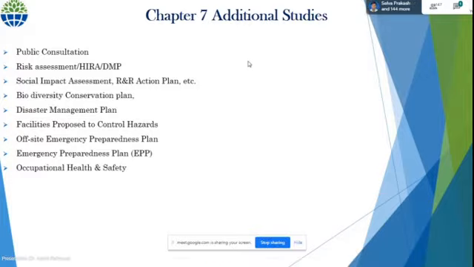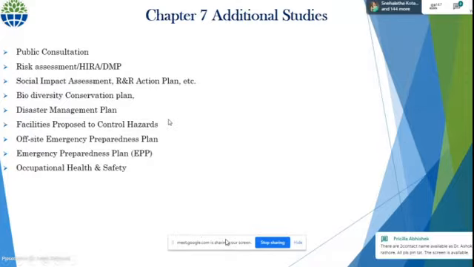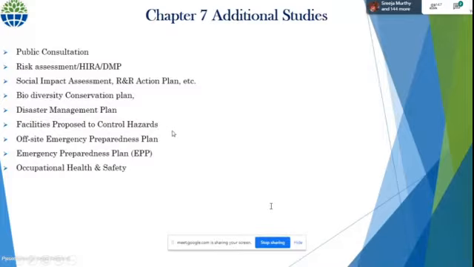Apart from this, you have to provide risk assessment, HERA, or hazard analysis, event analysis, social impact assessment, R&R applicability, biodiversity conservation plan, DEMP, off-site, on-site emergency plan, OHS, etc. You have to provide under chapter 7 only. Any other things which are not covered in any chapter, then you have to provide in chapter 7 only, because this is named as additional study which is required, like hydrodynamic study.